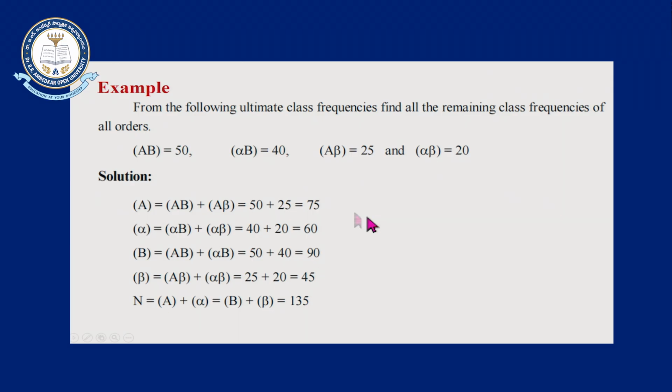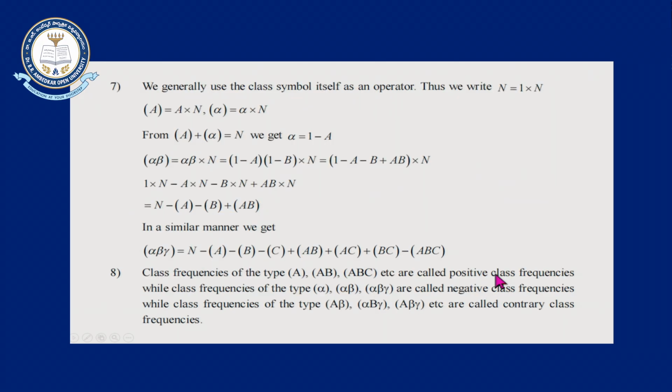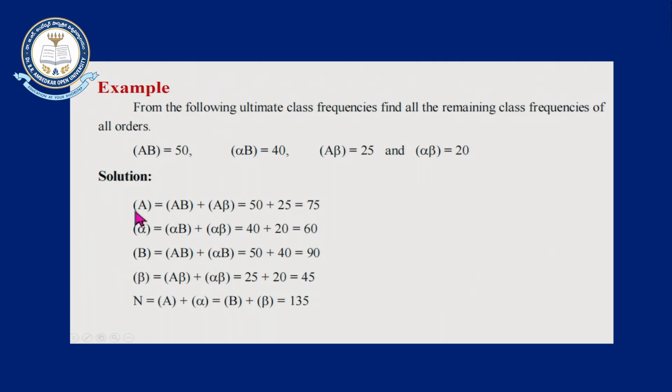Here we have the formulas. Bracket alpha equals N minus A, bracket beta equals N minus B, A beta equals A minus AB, alpha B equals B minus AB, alpha beta equals N minus A minus B plus AB. I will use these formulas here. So bracket A equals AB plus A beta, 50 plus 25, equal to 75. Bracket alpha equals alpha B plus alpha beta, 40 plus 20. How much? It is 60.